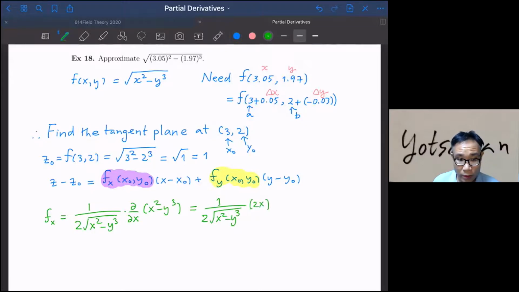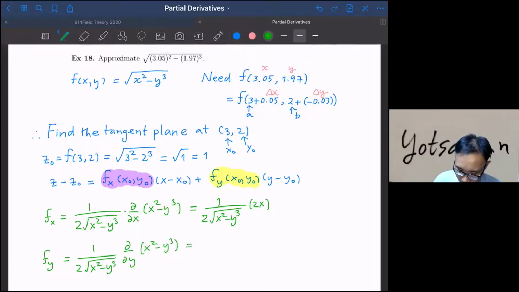So that is going to be fx. And fy is going to be 1 over 2 root of x squared minus y to the third, and you have the derivative with respect to y of x squared minus y to the third. So you get 1 over 2 root x squared minus y to the third multiplied with 3y squared. So that's it.